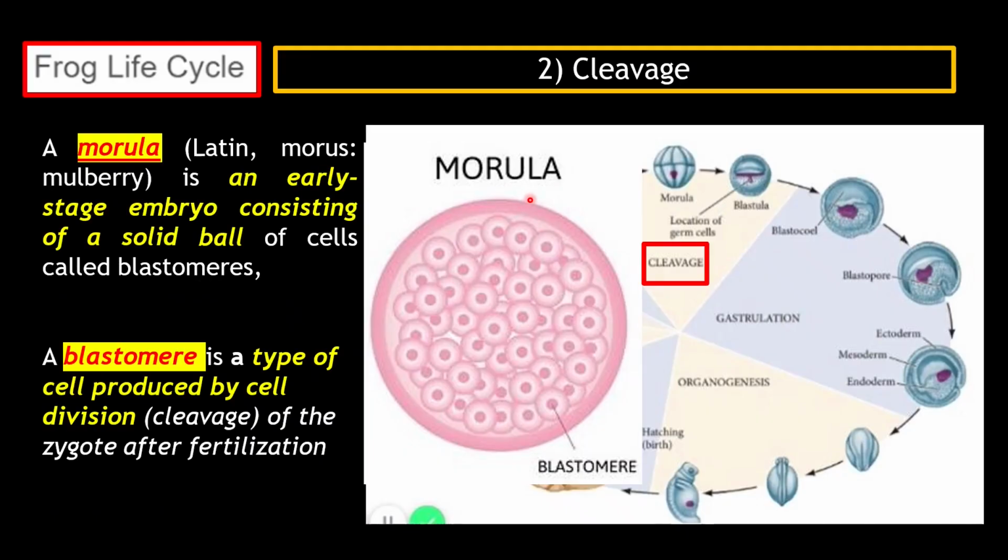And now here you can see the morula again, and here you can see it much bigger, and each one of the cells of the morula are here, the blastomeres. So remember the morula, that in Latin is morus, that means mulberry, is an early stage of the embryo consisting of a solid ball. So at this point, all the cells are inside, and each one of these cells is called a blastomere. Now, in the next step, we're going to fill this ball with fluid, and all the cells are going to be outside, and the ball is going to be empty.